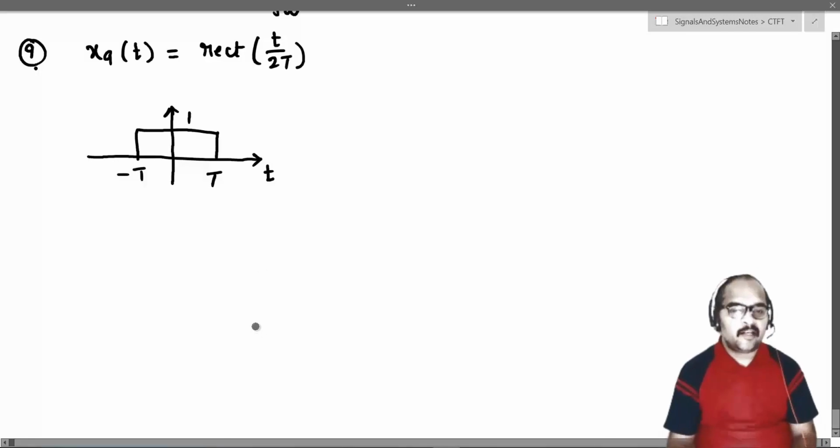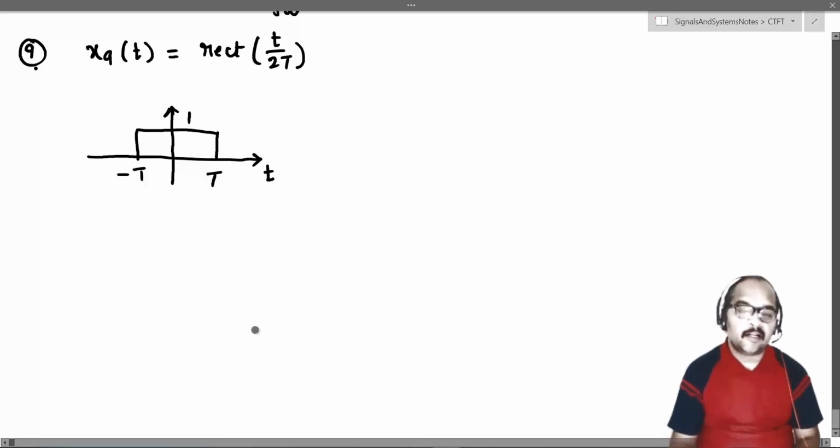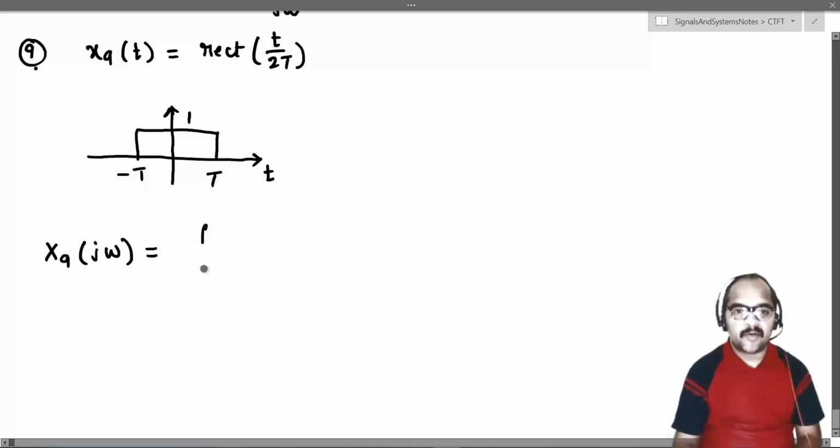You can easily see that this signal is absolutely integrable, has a finite number of discontinuities, and has a finite number of maxima and minima. Hence this signal satisfies our Dirichlet conditions, and we can use the analysis equation directly, with no need to take the roundabout way. So what is x9 of j omega? That would be the integral, actually from minus infinity to infinity, but for this signal it will be from minus T to plus T of 1 into e power minus j omega t dt.